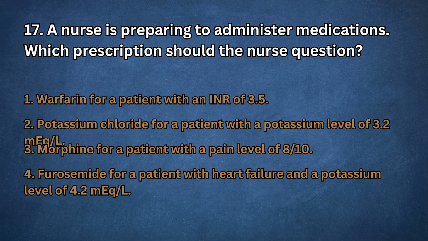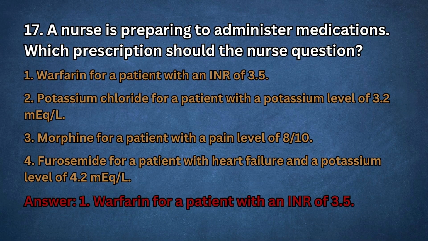17. A nurse is preparing to administer medications. Which prescription should the nurse question? 1. Warfarin for a patient with an INR of 3.5. 2. Potassium chloride for a patient with a potassium level of 3.2 milliequivalents per liter. 3. Morphine for a patient with a pain level of 8 out of 10. 4. Furosemide for a patient with heart failure and a potassium level of 4.2 milliequivalents per liter. Answer 1. Warfarin for a patient with an INR of 3.5.